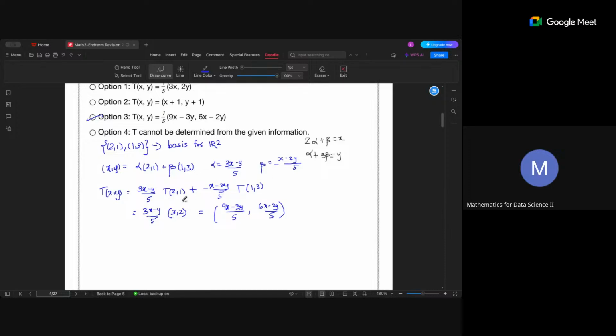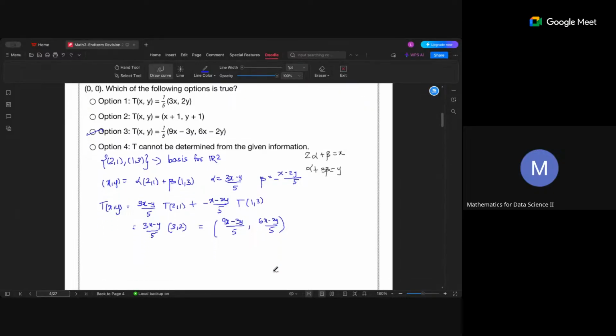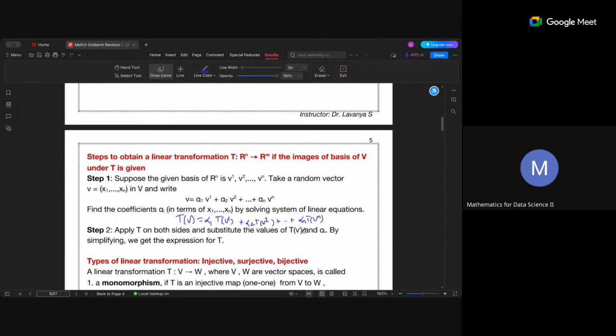Okay. So now the next step is that these values Tv1 and Tv2 are given to you, so you are substituting the values here. This part is (3, 2) and the other part is (0, 0), and then I'm simplifying. So you will do the exact same thing in the general scenario. You know what Tv1 and Tv2 are.